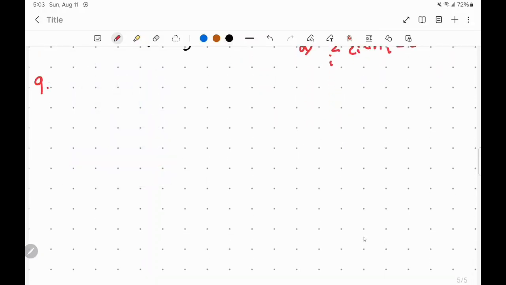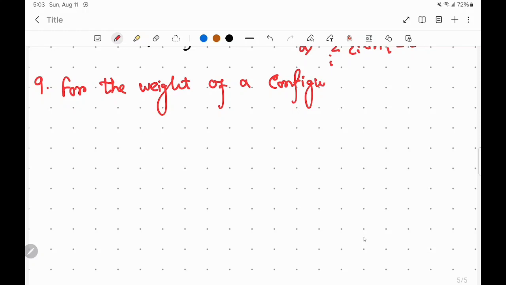Question number 9. How many questions are there? I also have some questions to discuss. For the weight of a configuration W, choose the correct option.